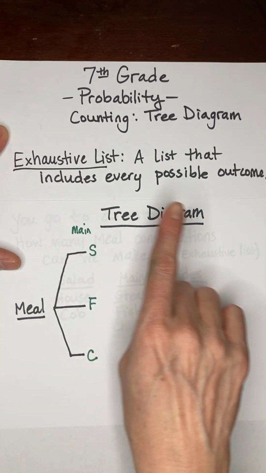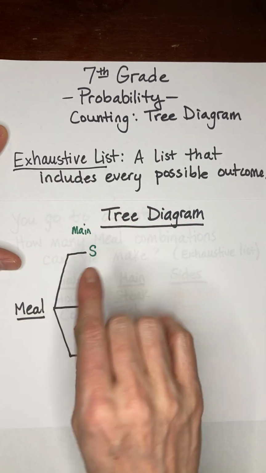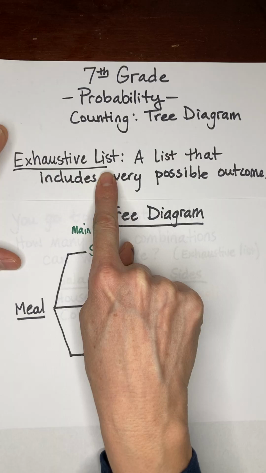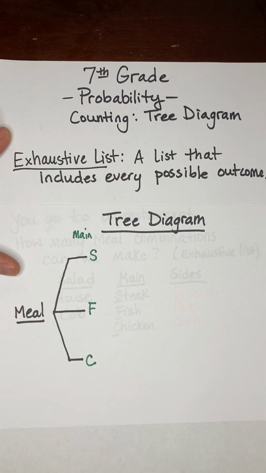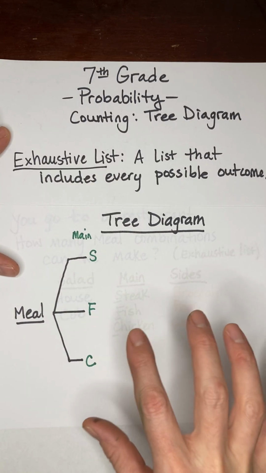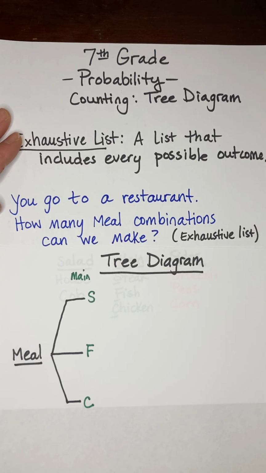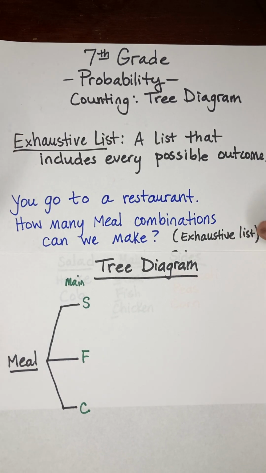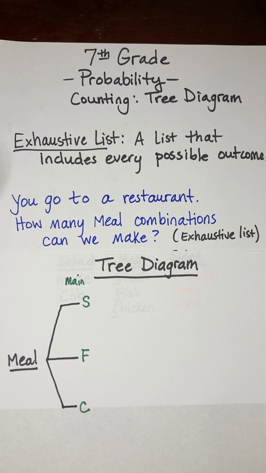So in probability, we often want to know the total number of outcomes. So it's called an exhaustive list. It's a list that includes every possible outcome that could happen. Okay, so here's our example. We're going to go to a restaurant. Now, how many different meal combinations can we make? This would be called an exhaustive list.